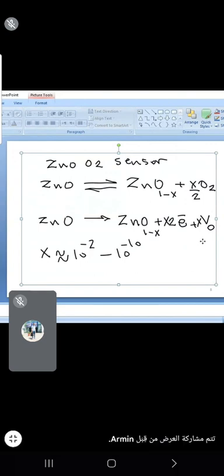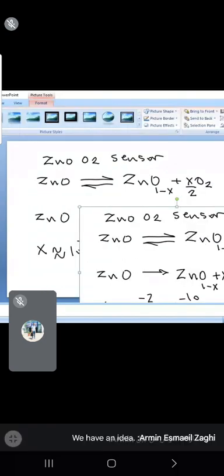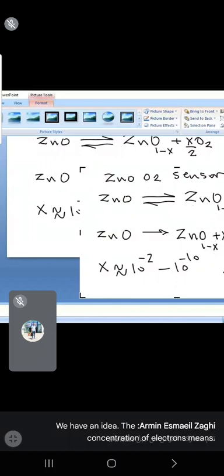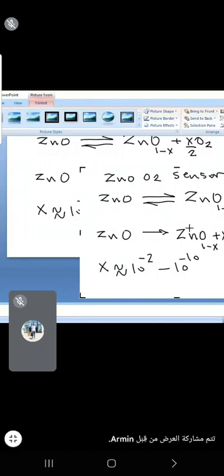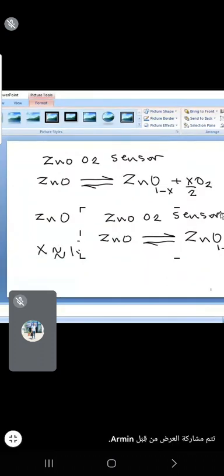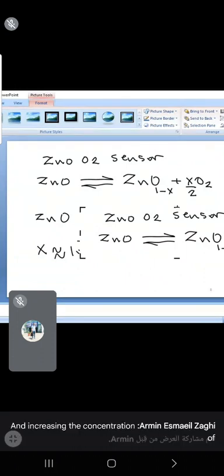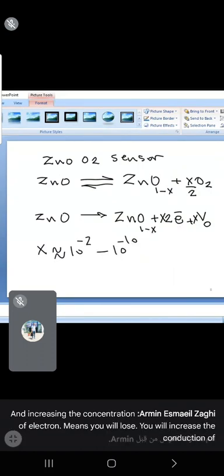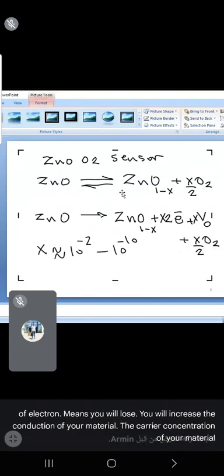Do you have any idea? The concentration of electrons means... increasing the concentration of electrons means you will increase the conduction of your material. The carrier concentration of your material increases.